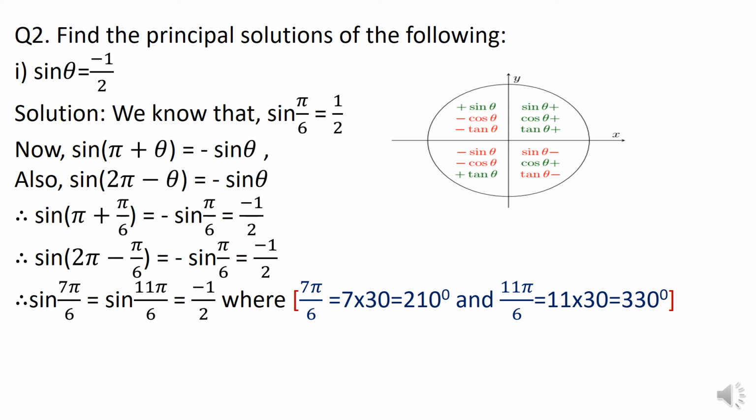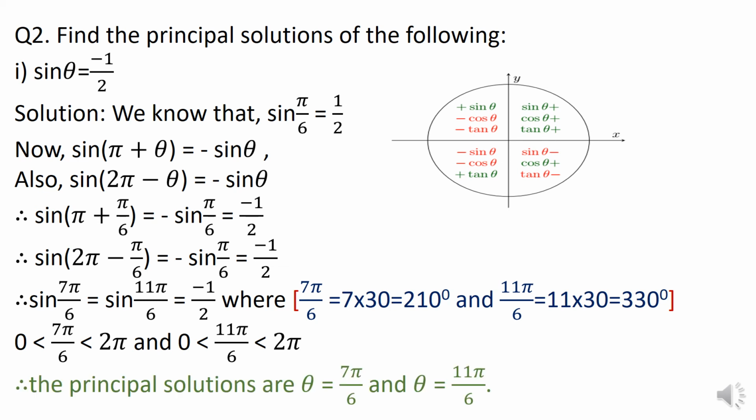Now what is 7 pi by 6 in degrees? Solving it, 7 into 30 becomes 210 degrees. Similarly, 11 pi by 6 is 330 degrees. We find that both of them lie between 0 and 360, that is 0 and 2 pi. And thus, these are the principal solutions. Check the sum properly, pause the video, study it properly, and then go on to the next sum.